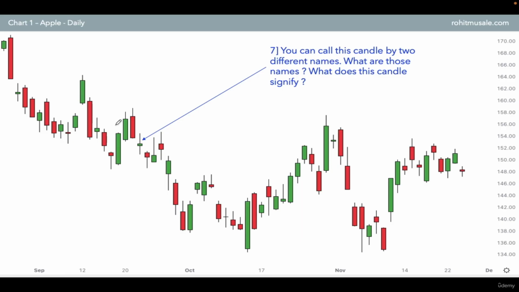Okay, before we move on to the next chart, one clarification I wanted to give you. In the previous video, I said that this candle should be 20 to 25% less than the prior candle for it to be a bear harami. Actually, the correct statement would be the height of this small real body should be around 20 to 25% of the height of this real body.